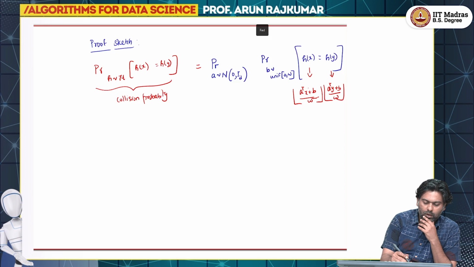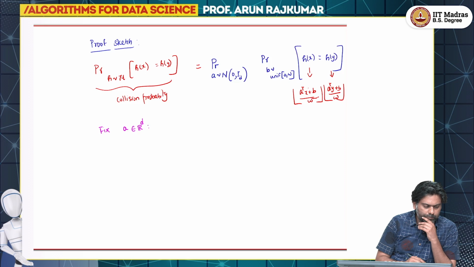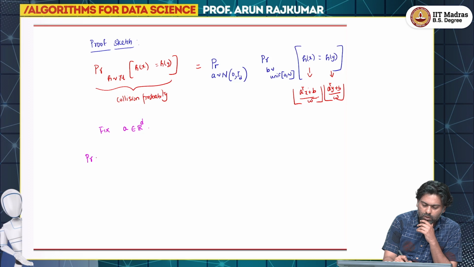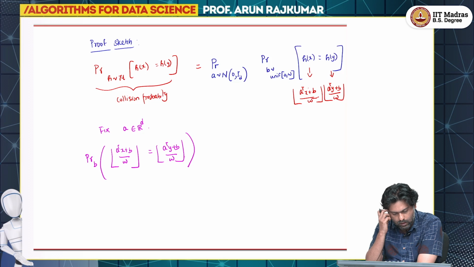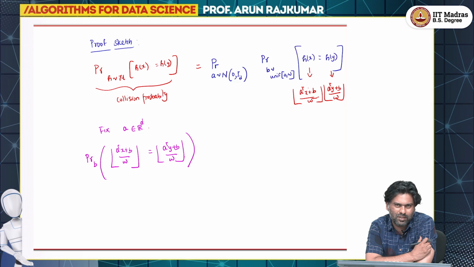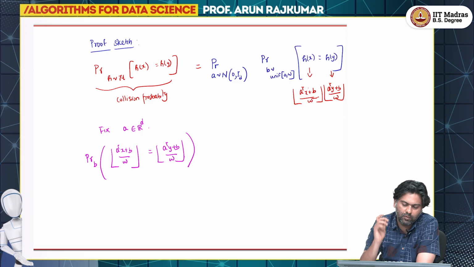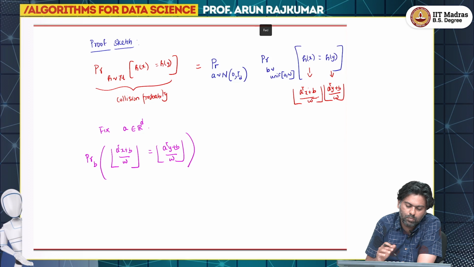So what we are going to ask is, let us say I fix some A in D dimensions. We will worry about the probability over A a little later. Now, let's ask the question: what is the probability over B's randomness that the floor of (A transpose x plus B) by W equals the floor of (A transpose y plus B) by W? Okay. Now, because A is fixed at this point, we are thinking of A as some constant, at least in this part of the analysis.